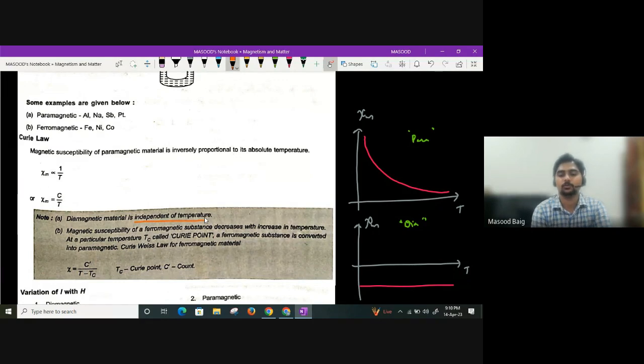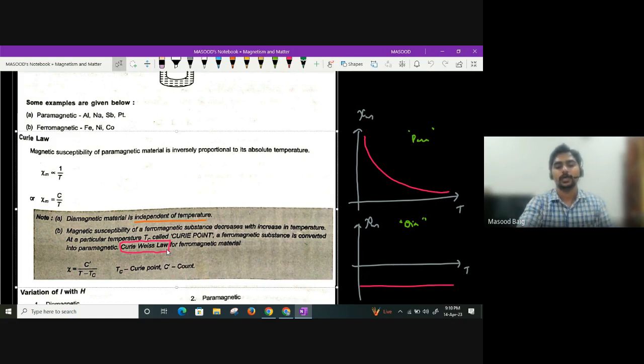Okay, and we have one more law called Curie-Weiss law. What is Curie-Weiss law stating? It is stating that as temperature increases, the susceptibility of ferromagnetic materials will decrease. And above a certain temperature, ferromagnetic will get converted into paramagnetic.